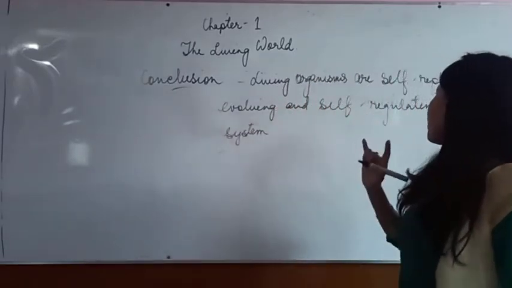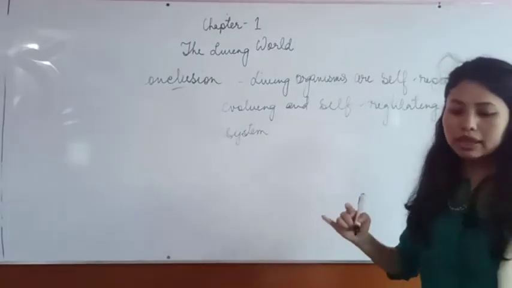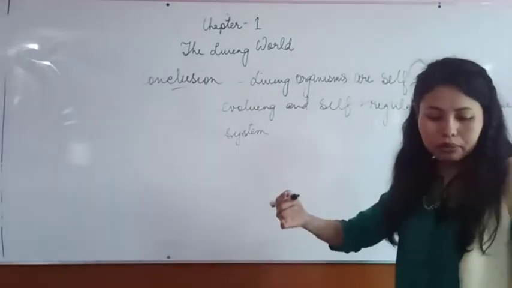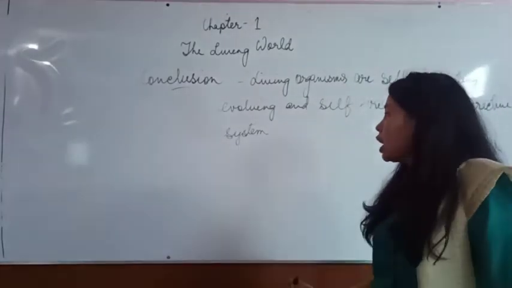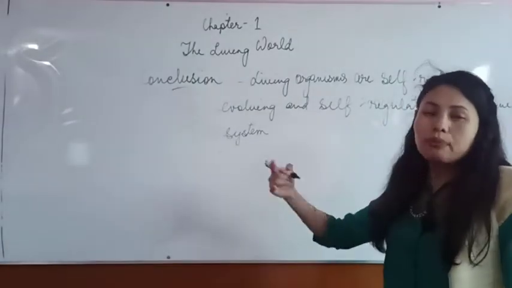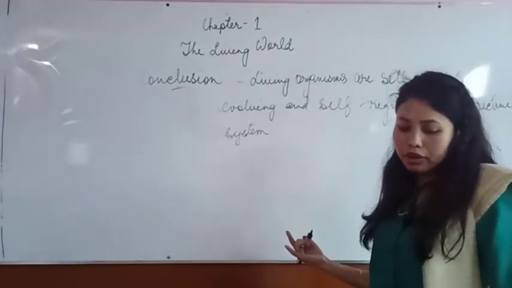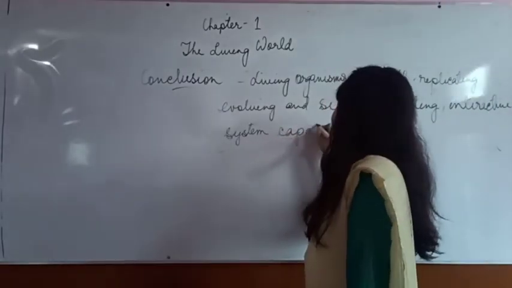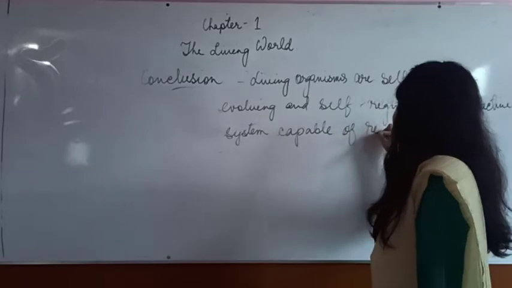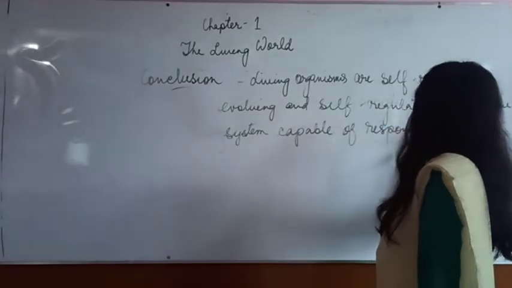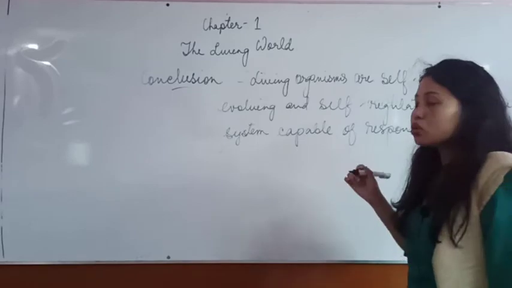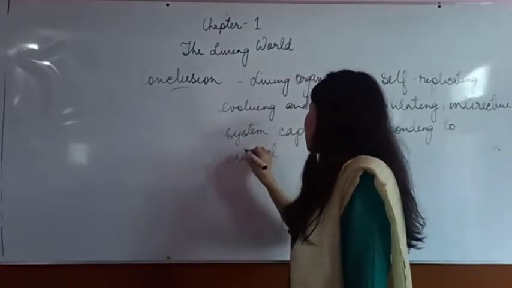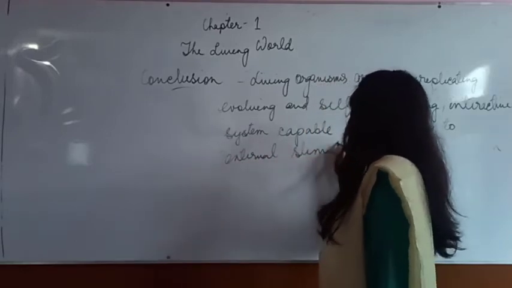So living organisms are self-replicating, evolving, that is, they are able to produce their offspring, and they are able to evolve to a higher or next level, a more complex organism. They are also a self-regulating interactive system capable of responding to external stimuli.